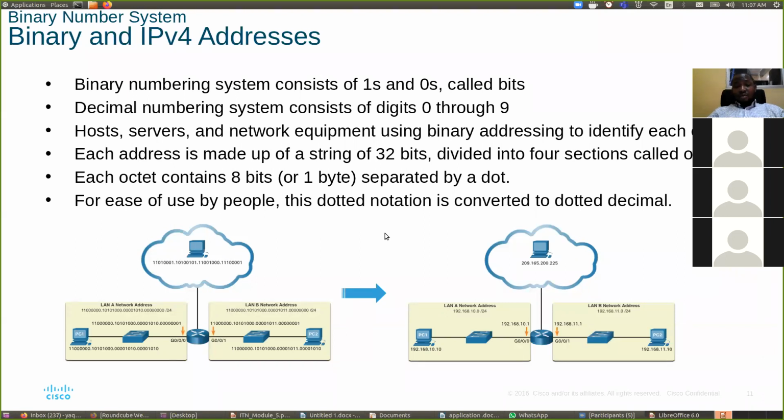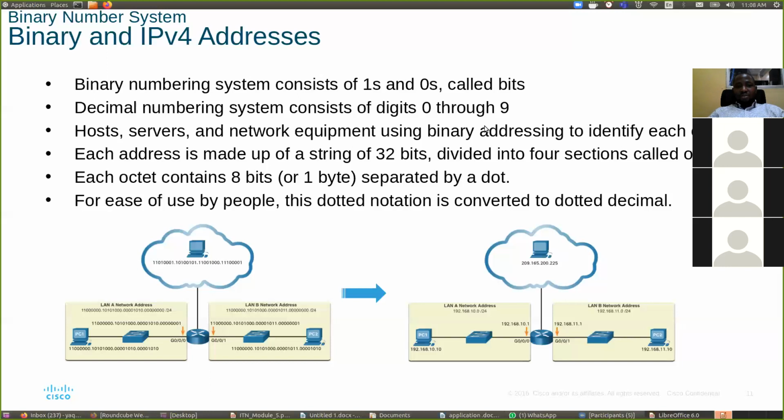Binary and IPv4 addresses. Binary numbers consist of zeros and ones only, and decimal numbers consist of 0 through 9. So in essence, binary numbers are base 2 and decimal numbers are base 10.